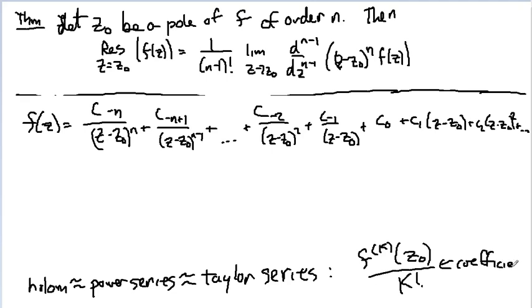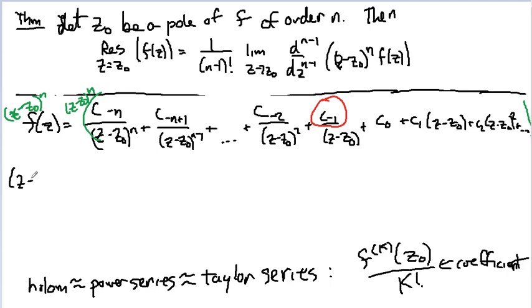So what do I really want? I want the residue of f, so I really want c to the minus 1. Here's what I can do. I can multiply both sides by (z minus z naught) to the n, and that's going to make the resulting thing essentially holomorphic. It's going to have just a removable discontinuity.